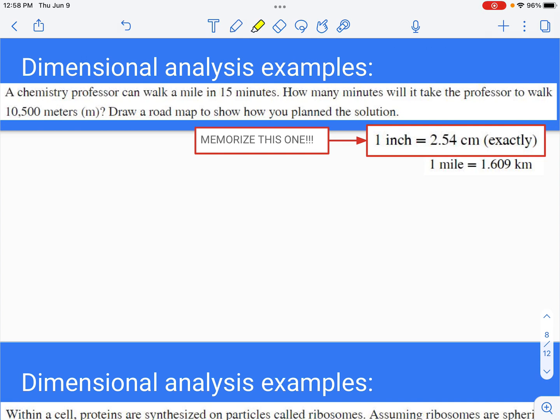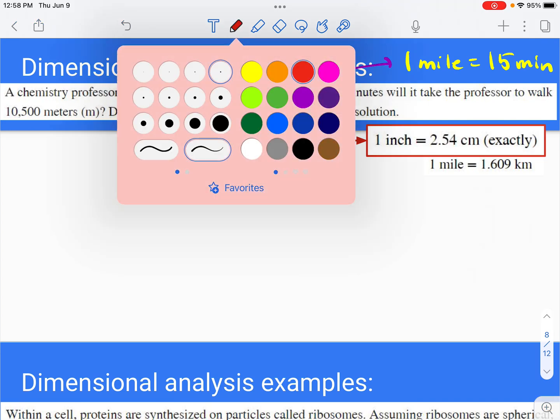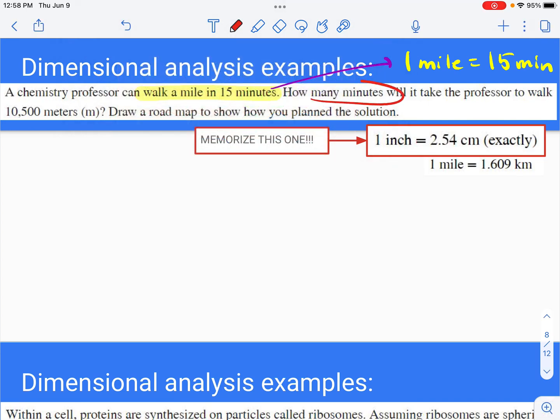And this has something that I call a conditional conversion factor. A chemistry professor, not me, I can maybe walk faster than this, can walk a mile in 15 minutes. That's a conditional conversion factor, and in this case, what this tells us is that 1 mile equals 15 minutes for this person, only for this person, all right? So now I can start my dimensional analysis. It wants to know how many minutes will it take this professor to walk 10,500 meters.